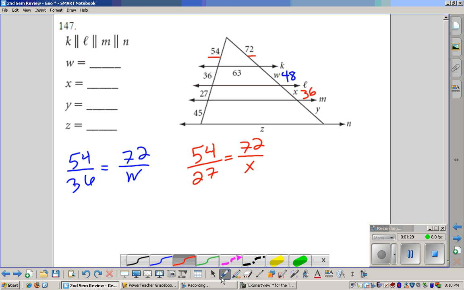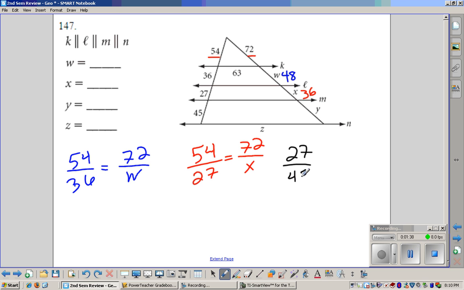And the last way I'm going to show you to do this is you can use some of the answers you just calculated. For instance, 27 is to 45, as 36 is to Y. You calculate Y and you get, let's see here, 60.